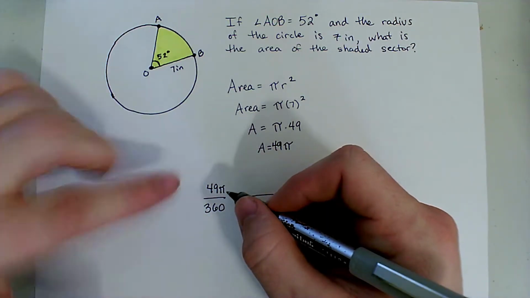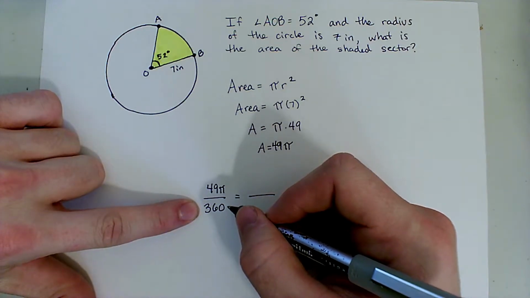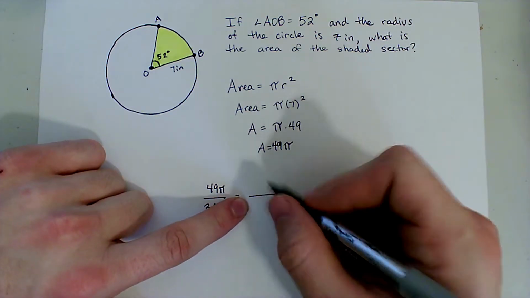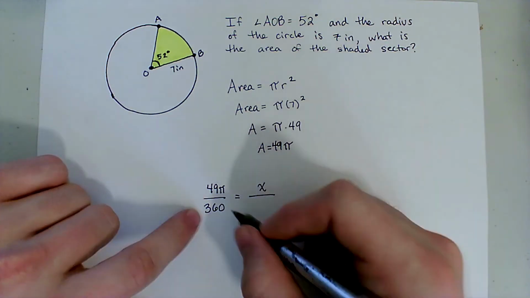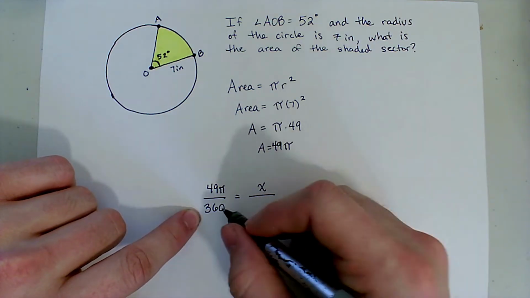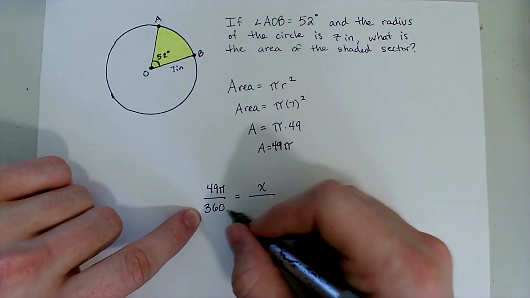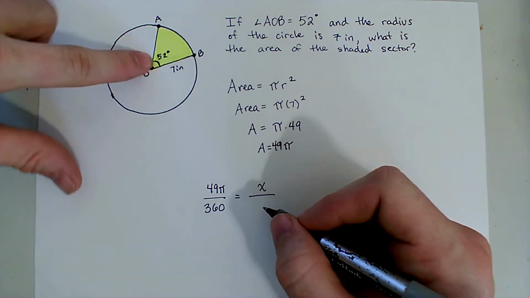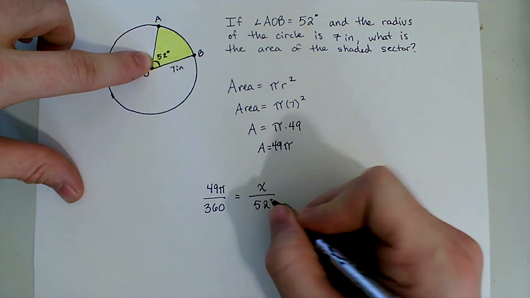Notice how I've paired those together: the entire area of the circle, the entire degrees of the circle. And I'm going to set that in a proportion with the area that I want to find. Notice I've got the areas across from each other, and then the degrees need to be across from each other, but I don't want to find the area of a circle that's 360 degrees. That would be an entire circle, and I already have the area of that. I want the area of just the sector, which is 52 degrees. So I'm going to put 52 down here.